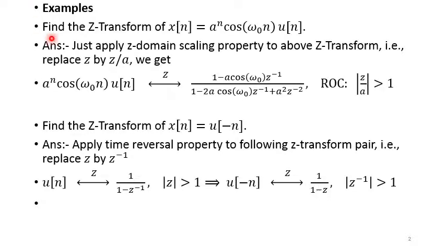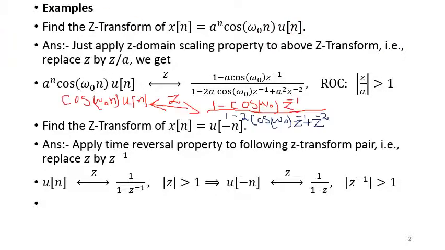So a few more examples on properties of the Z transform. Here we are given x of n and we need to find the Z transform of this signal. We know that the Z transform of cos omega naught n u of n is given by 1 minus cos omega naught Z inverse over 1 minus 2 cos omega naught Z inverse plus Z power minus 2, right?